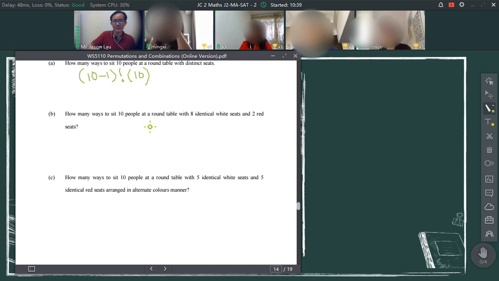How about this: how many ways to sit 10 people at a round table with 8 identical white seats and 2 red seats? This one, who wants to answer?